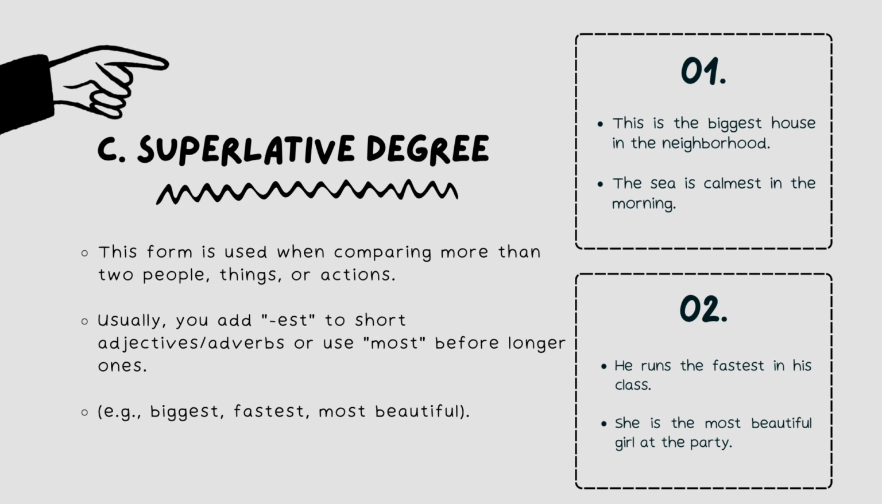C. Superlative degree. This form is used when comparing more than two people, things, or actions. Usually add -est to short adjectives or adverbs, or use most before longer ones. Example 1: This is the biggest house in the neighborhood. Example 2: He runs the fastest in his class.